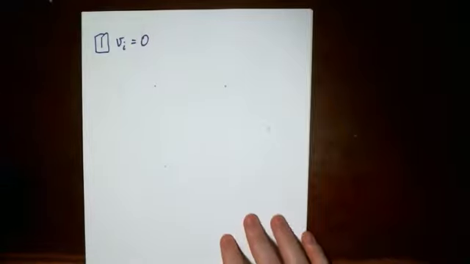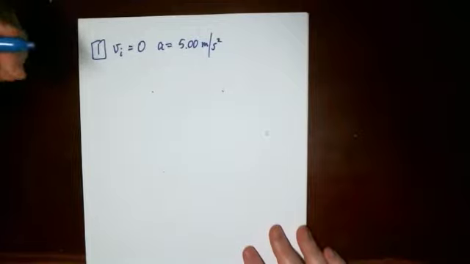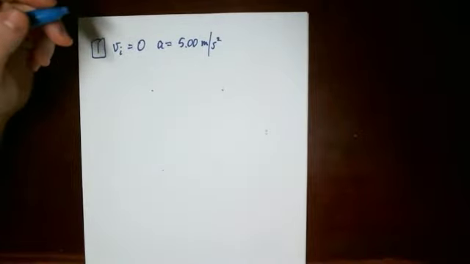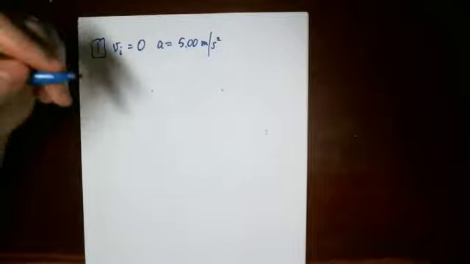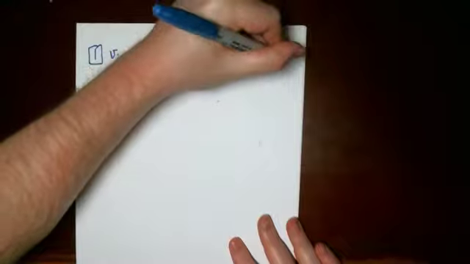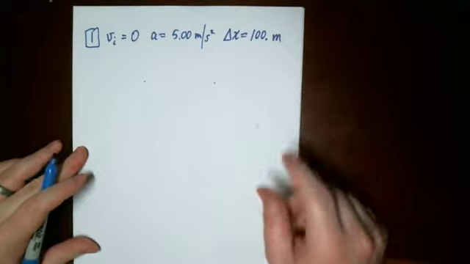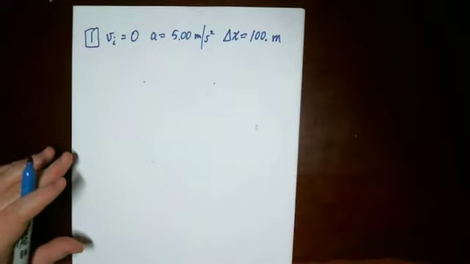Alright, so let's see. Number one on reading quiz 1. We have a race car that starts from rest, so Vi is 0. Then it accelerates at a constant 5 meters per second squared. And we want to figure out how fast it's going in kilometers per hour after traveling 100 meters. So let's call 100 meters delta x. Note the decimal point after the 0 here. That's to indicate that this is actually 3 significant figures. If we didn't have that, that would just be 1 sig fig.